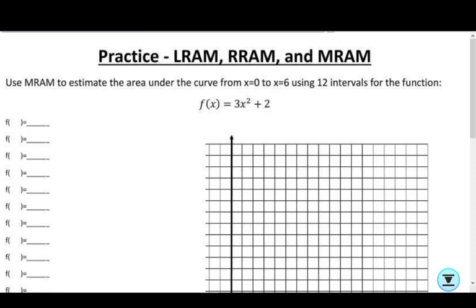Okay, so we're going to be practicing MRAM. The rectangular approximation method is used to approximate area under a curve. We're going to be using MRAM to estimate the area under the curve from 0 to 6 using 12 intervals. That means the width of each of my rectangles, since my total distance is 6 and I'm using 12 intervals, is half.